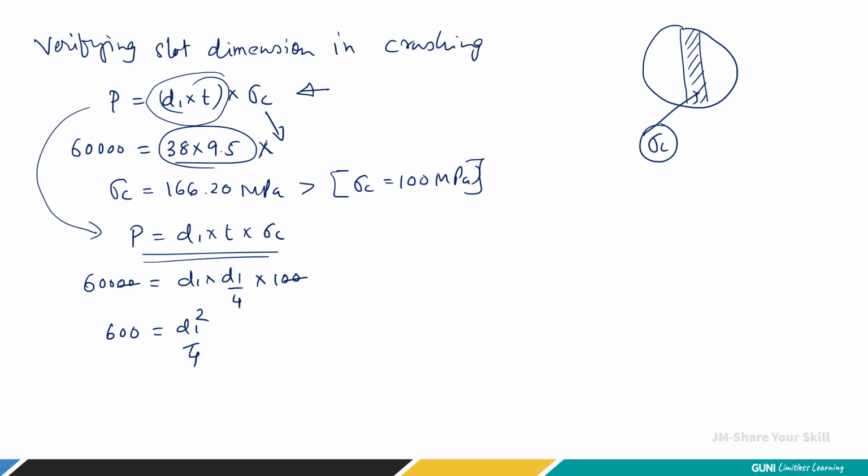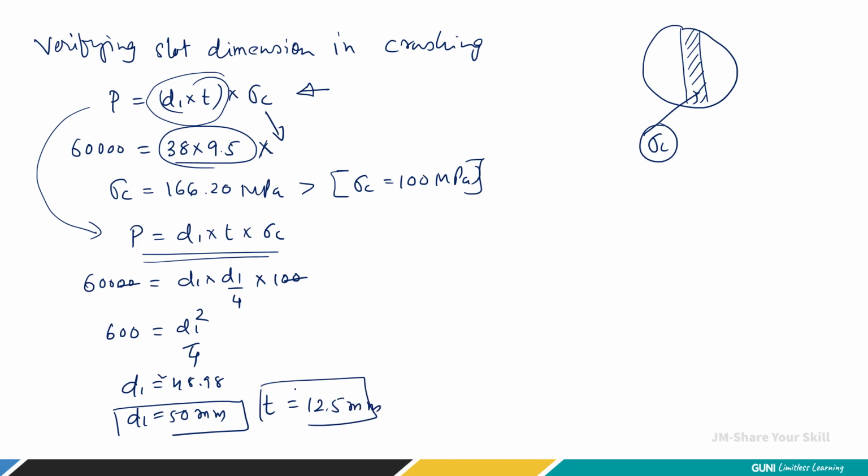Now let's find the solution. Square root of the answer is 48. So diameter d1 is 48.98. You can take it approximately 50 millimeter. Now the thickness t, 50 divided by 4 is 12.5. So this is your right answer.